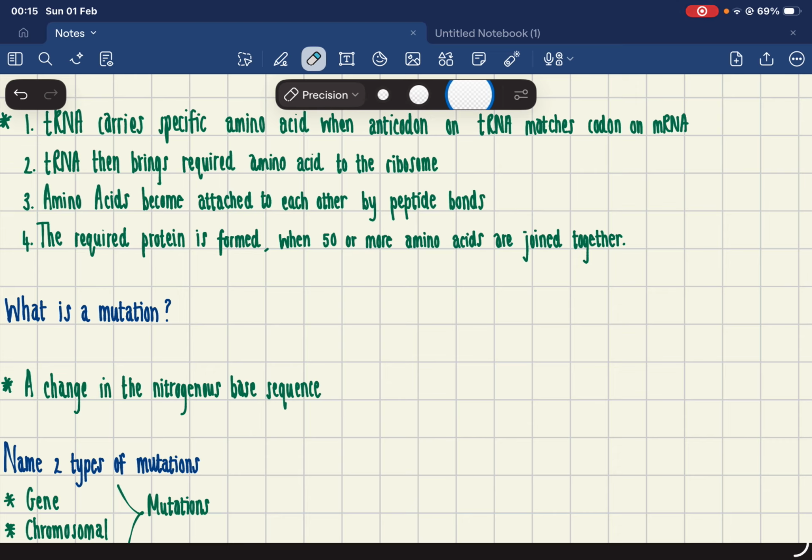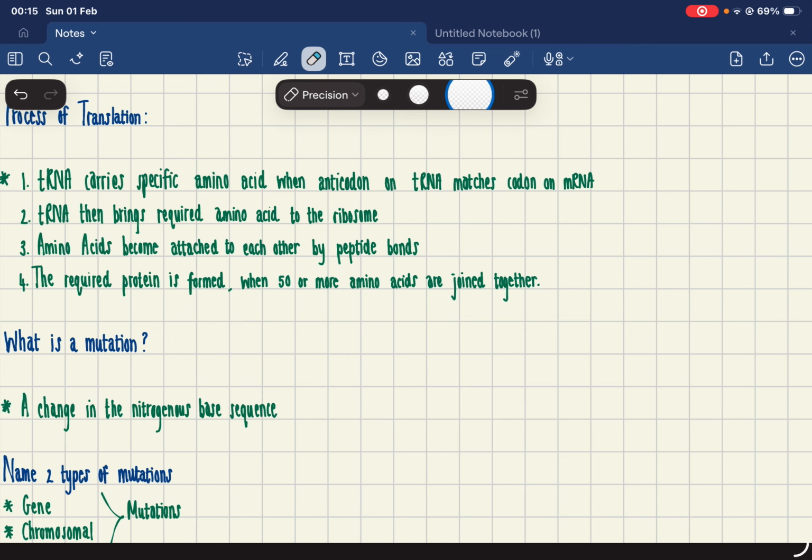Okay. Now, what is a mutation? The definition of a mutation is a change in the nitrogenous base sequence. Okay? And we have two types of mutations. We have a gene mutation and a chromosomal mutation. A gene mutation usually occurs during protein synthesis.